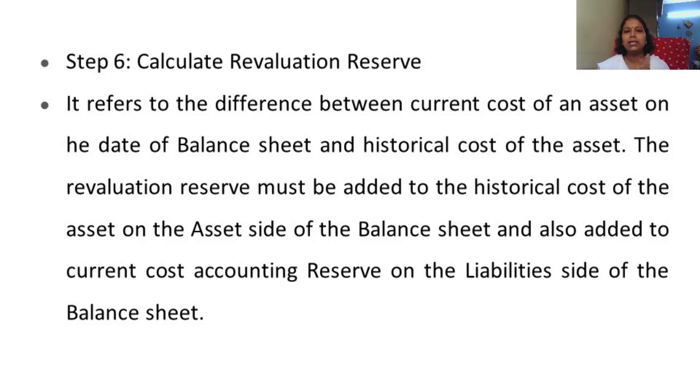The revaluation reserve must be added to the historical cost of the asset. Whatever revaluation reserve you are getting, that should be added to the asset given in the problem on the asset side of the balance sheet, and also as current cost accounting reserve on the liability side of the balance sheet. This revaluation reserve must be taken to both sides of the balance sheet, to the asset side with the asset, and on the liability side it should be shown under reserves. Okay, so this is the 6th step.